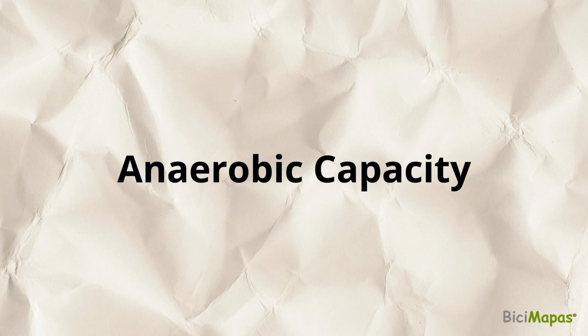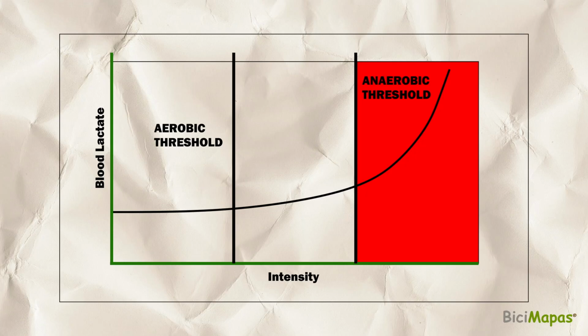Anaerobic capacity. Anaerobic capacity is the total amount of energy your body can produce without using oxygen. This fuels short, high-intensity bursts like sprints or attacking a climb. It's limited, though. Once it runs out, you must slow down until your body recovers.